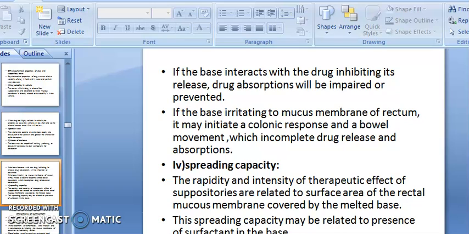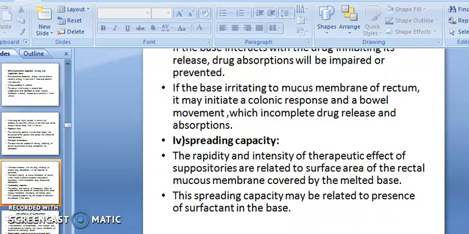If the base is irritating to the mucous membrane of the rectum, it may initiate a colonic response and bowel movement, which causes incomplete drug release and absorption. If you choose a base that has an irritating action, it leads to a colonic response, increased bowel movement, and incomplete drug absorption.